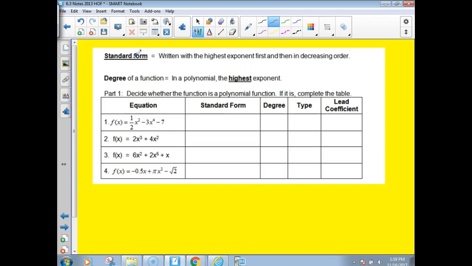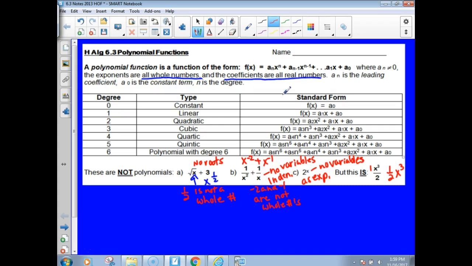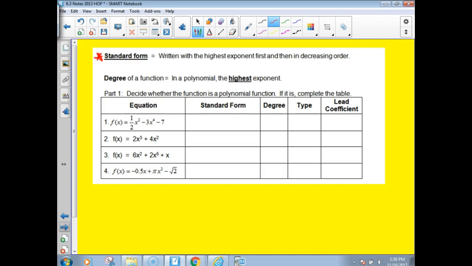Okay, so now we've got a table. Standard form is when you have written everything with the highest exponent first and then go in decreasing order. That's all this big chart was about right here, okay? Decreasing order. So we're going to make sure these are all in standard form, and we're going to say what the degree is, etc. This one is not in standard form, so we're going to rewrite it. F of x is equal to -3x to the 4th plus 1/2 x squared minus 7.